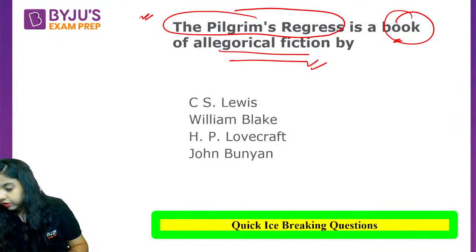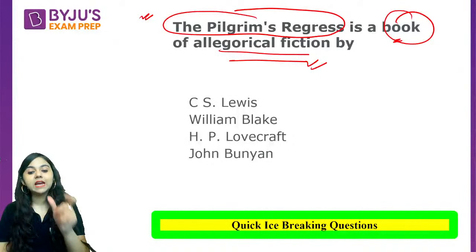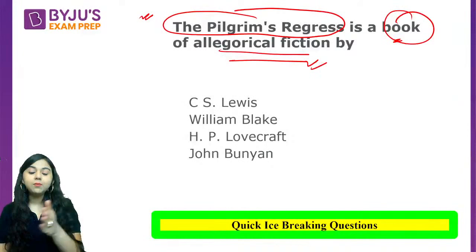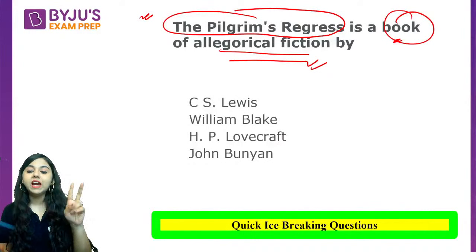Very good, Abantika. The Pilgrim's Regress is an allegorical work by C.S. Lewis. This is a 1933 novel, the first published work of prose fiction by Lewis. It tells you about the progress of a fictional character called John, and his entire progress is presented through a philosophical landscape. He is actually searching for the island of his desire.